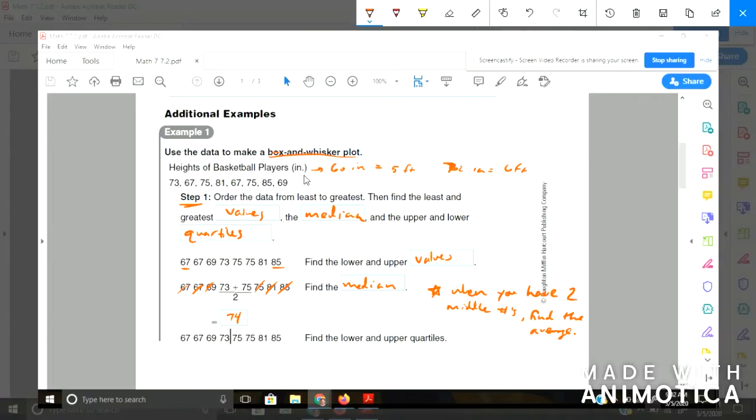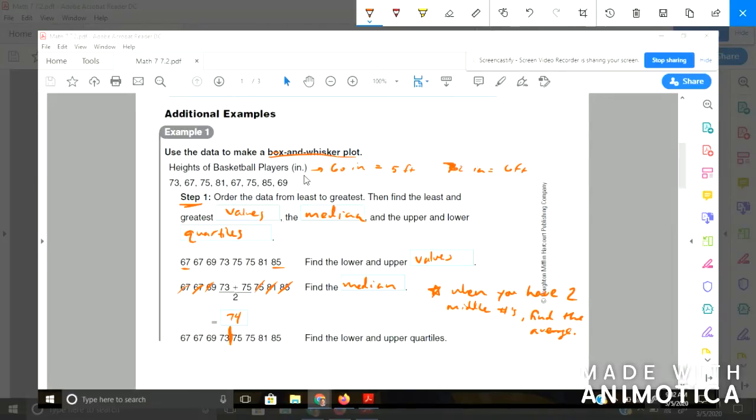Okay. So we've ordered least to greatest. We found the least and greatest values. We found the median. Now, lastly, we'll find the upper and the lower quartiles. Here's how you do that. You find the median. Here's the middle, right? We had 74 was our middle. Now we find the median of the lower numbers, and we find the median of the upper numbers.